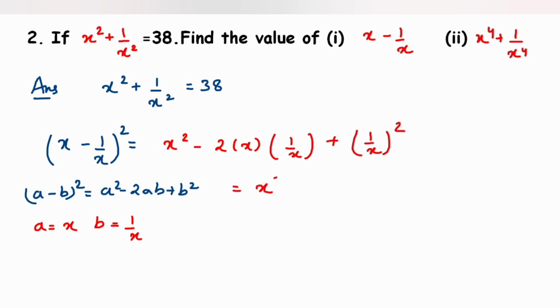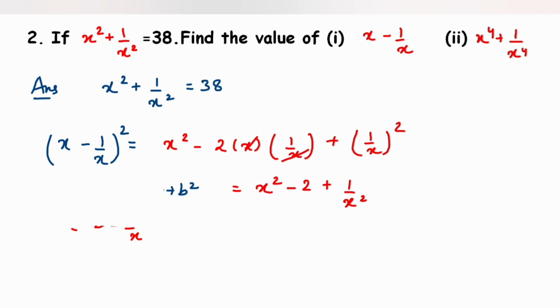Now this is equal to x square. We can cancel x and x. We'll get minus 2 plus 1 upon x square, where (1 upon x) whole square is 1 upon x square, since 1 square is 1. So I'm just writing 1 upon x square. Okay, so here I'll just continue. I'll just erase this identity that I have written here.